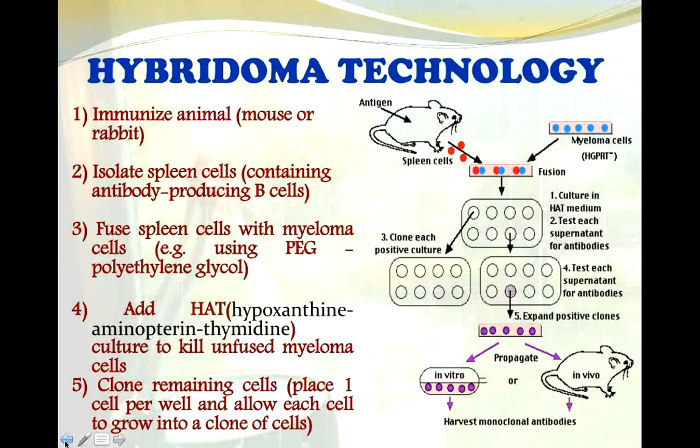This medium is used to kill unfused myeloma cells. If the mixture of hybridomas and the unfused parental cells is placed in this medium, the parental myeloma cells cannot survive. The B cells and the myeloma cells can survive on the HAT medium, because the B cell is contributing the missing enzymes which are there for the salvage pathway. Although the unfused B cells are able to survive in the HAT medium, they do not survive for an extended period.